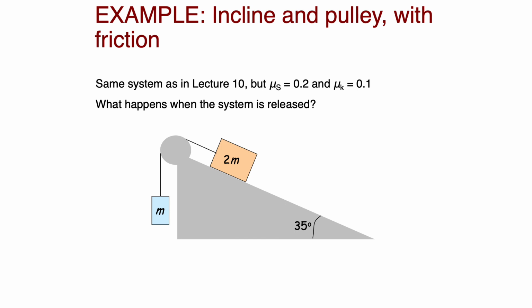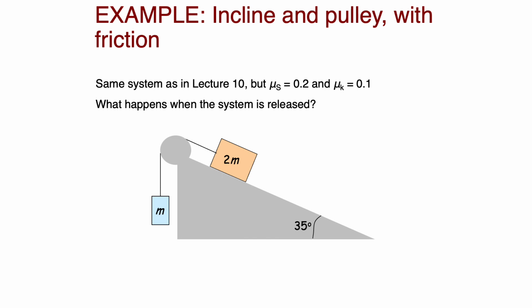In the first problem, we have an example of an incline with a pulley. This is a massless pulley, and there is friction. So it's the same system that was described in lecture 10, but this time the coefficient of static friction is 0.2 and the coefficient of kinetic friction is 0.1. And the question is, what happens when this system is released?